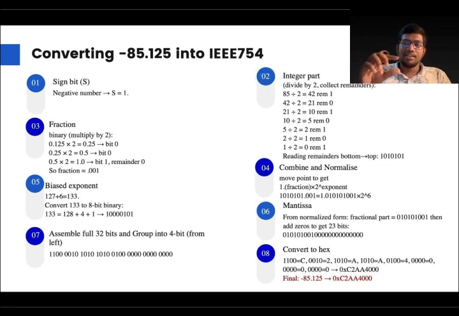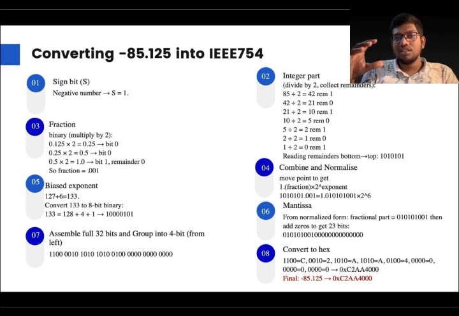So we should read the remainders from bottom to top. The last remainder is 1, and then it's 0, it's 1, it's 0, it's 1, and then 0 and then 1. So the final number is 1010101. So converting 85 into binary gives us 1010101. And now let's go into the fractional part.